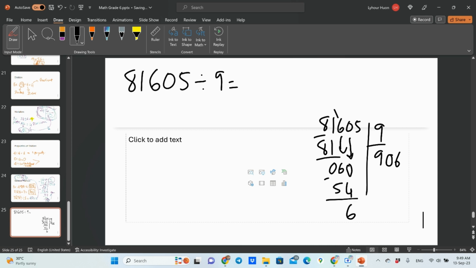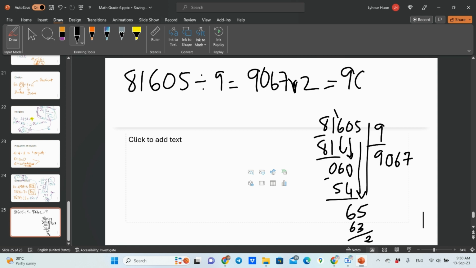Now we drop 5. How many times does 9 go into 65? 7 times 9 is 63. So we still have 2 here. You can write the result as 9067 remainder 2, or you can write it as a mixed number, which is 9067 and 2 over 9.